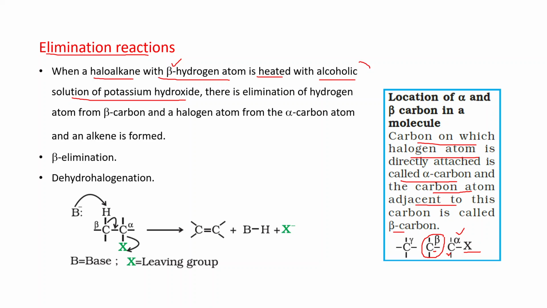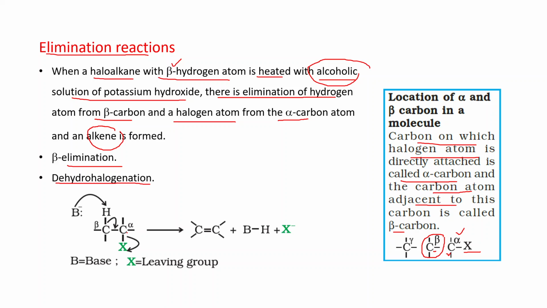Again remember, alcoholic, not aqueous. Okay, alcoholic solution of potassium hydroxide, there is elimination of hydrogen atom from beta carbon and a halogen atom from the alpha carbon atom, and an alkene is formed. Okay, and it involves the elimination of beta hydrogen. That's why this is known as beta elimination. And in this case, one hydrogen and one halogen is removed. That's why this is known as dehydrohalogenation.